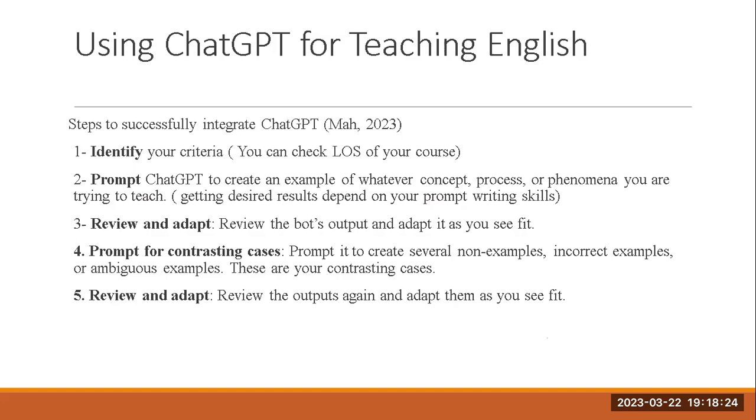Also, he suggests that we can use ChatGPT to provide contrasting cases, different examples, or incorrect examples or ambiguous examples at the same time. And then we review these examples, incorrect examples, and put them side by side with good examples for analysis or for an activity or any discussion that you have. Okay.